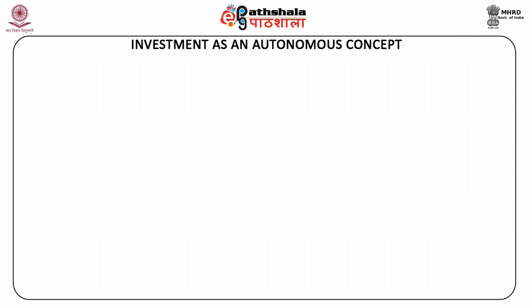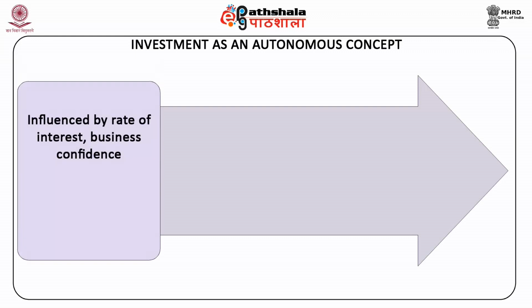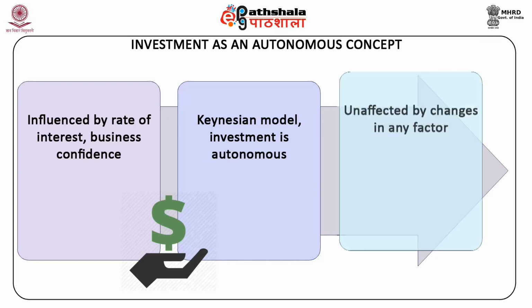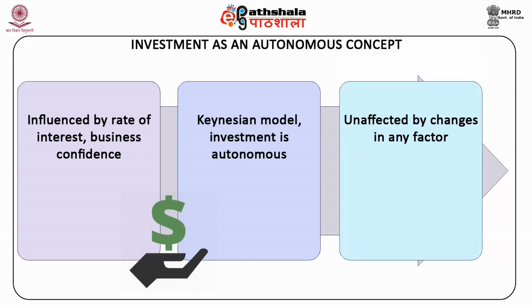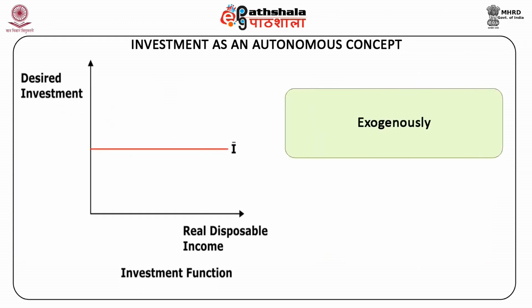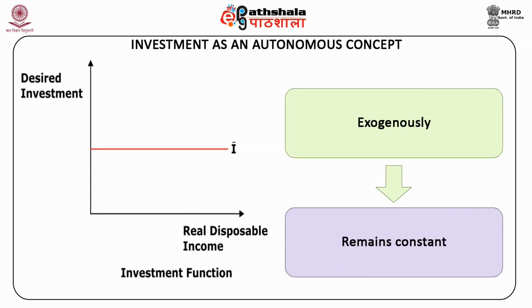Moving on to investment. Investment in reality is influenced by many factors, including the rate of interest, business confidence, expectations, forecasts, etc. In this simple Keynesian model, investment is assumed to be autonomous. That means it is unaffected by changes in any of the factors, including interest rate and income. It is assumed to be exogenously given, thus it remains constant.